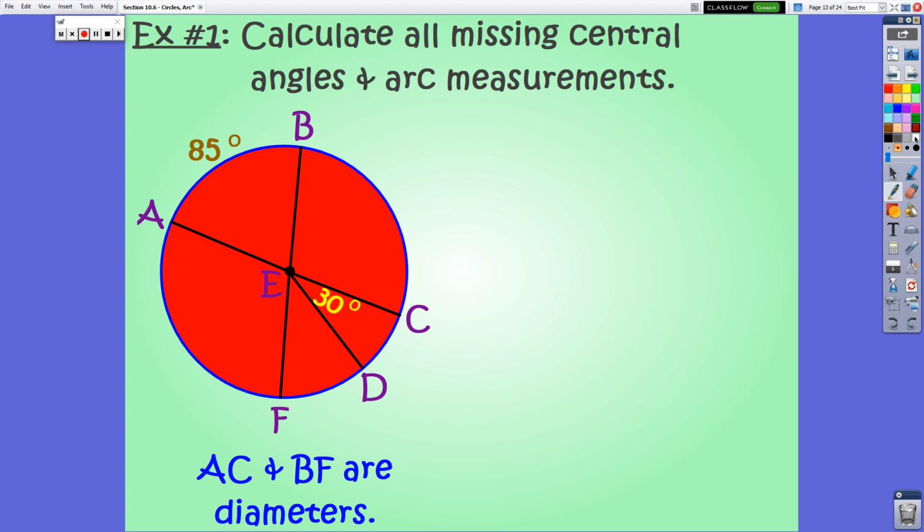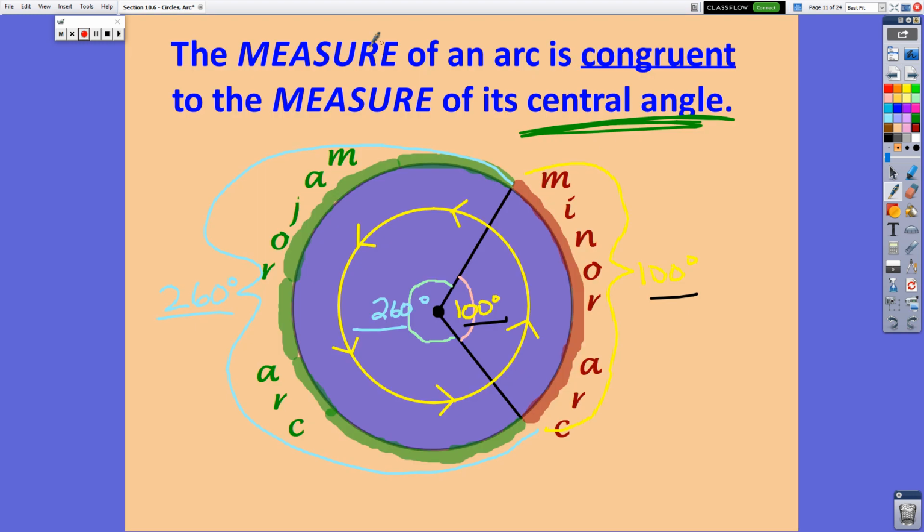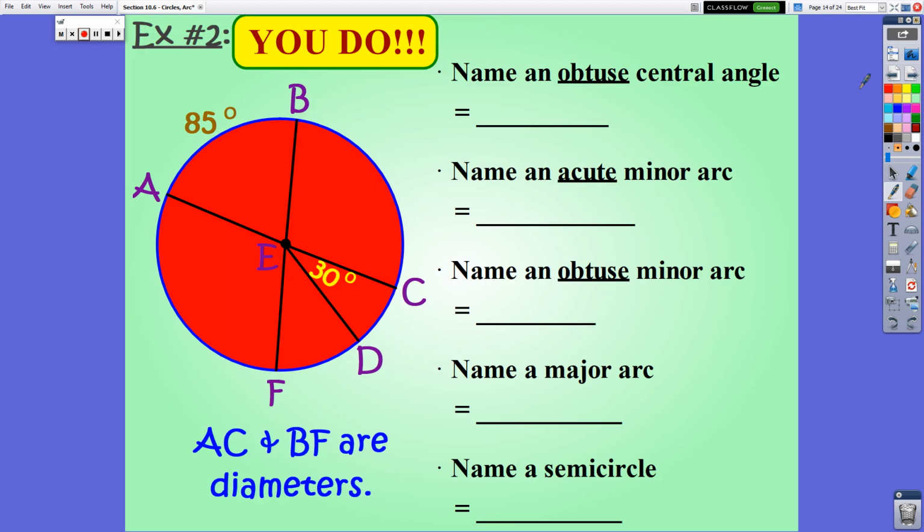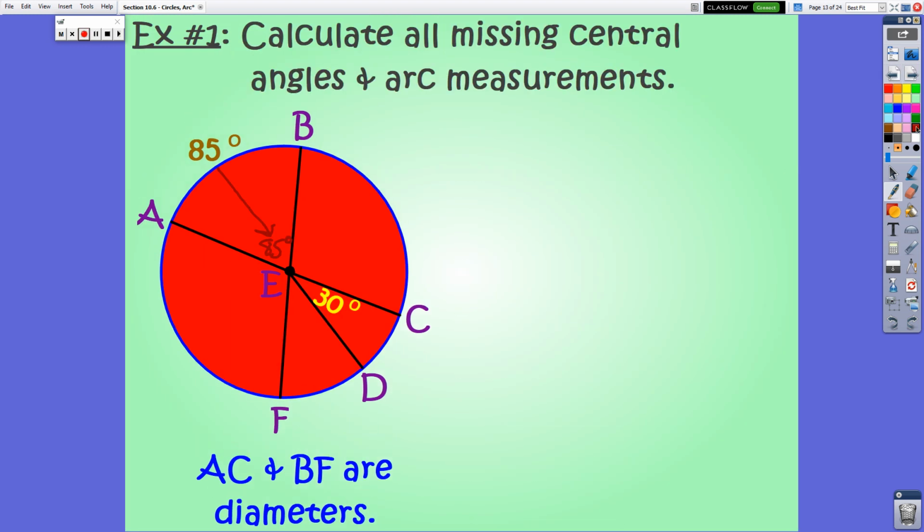So the first thing I would start with is if this is an 85-degree arc, then its central angle is also 85 degrees, right? Because we mentioned that a couple pieces back here. The measure of an arc is congruent to the measure of its central angle. And so we can bounce out from our 30-degree central angle. We can come out here, and so arc CD has a measure of 30 degrees.